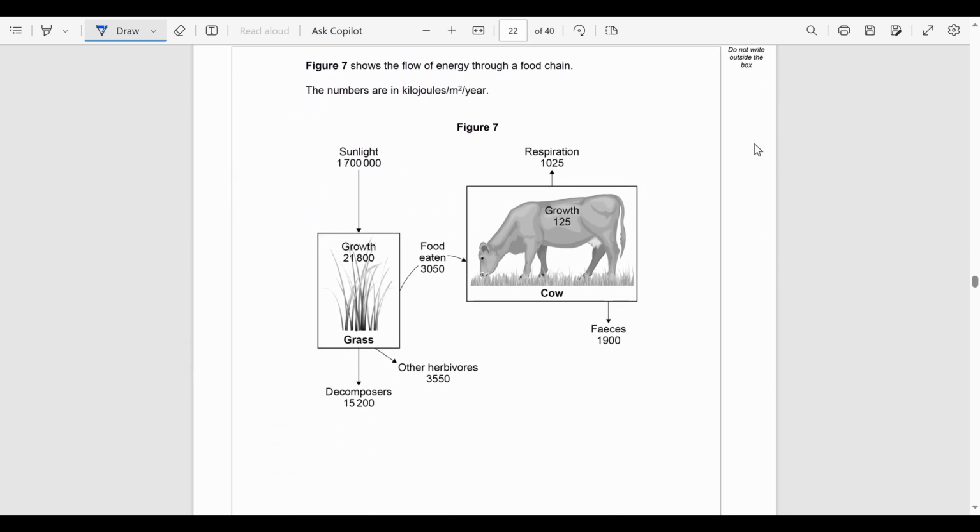Figure 7 shows the flow of energy through a food chain. The numbers are in kilojoules per meter squared per year. So all of these values have this unit.